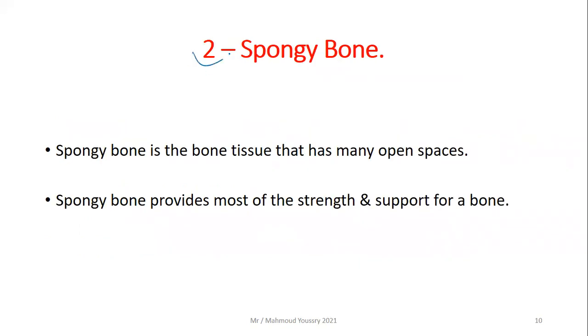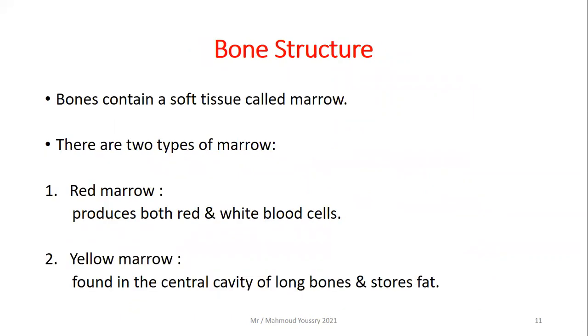What about the spongy bone? From its name, it's spongy. This is the bone tissue that has many open spaces. The spongy bone provides most of the strength and support for a bone. Bones contain a soft tissue called the marrow. Do you remember? This is what makes the blood cells.